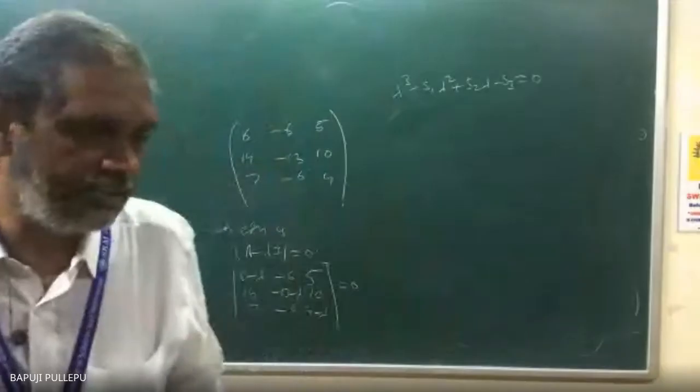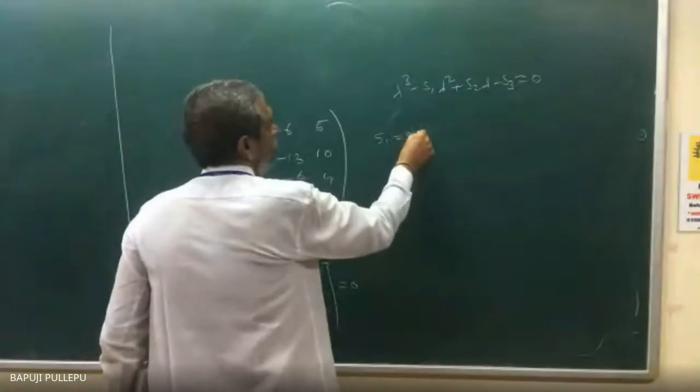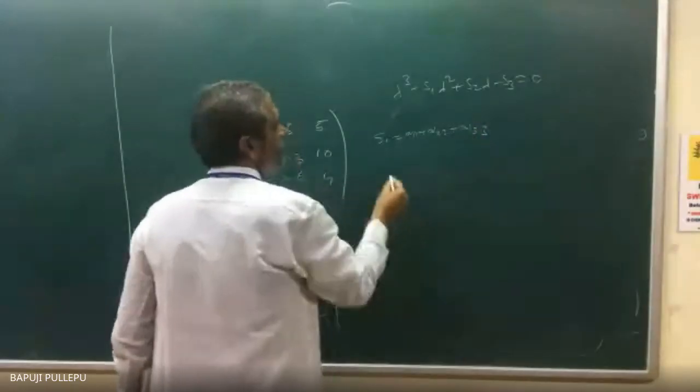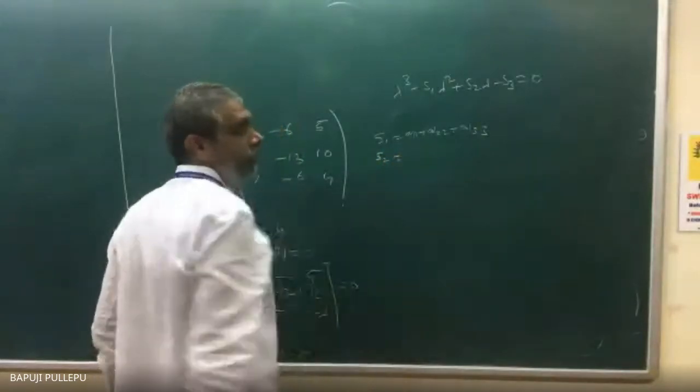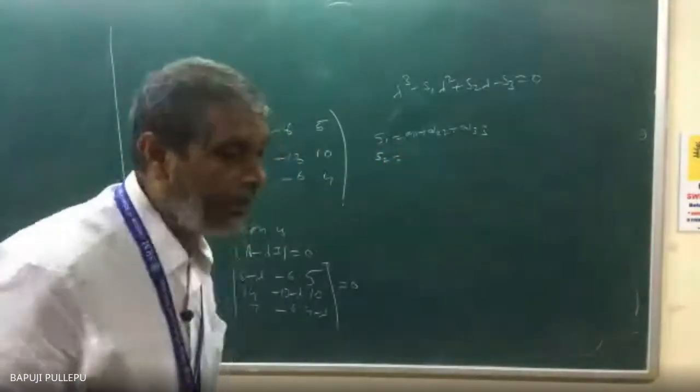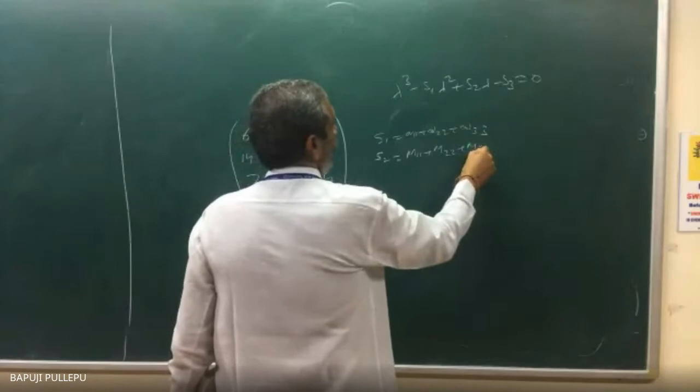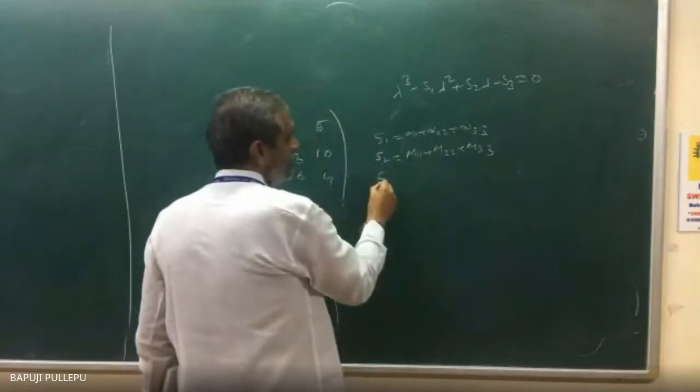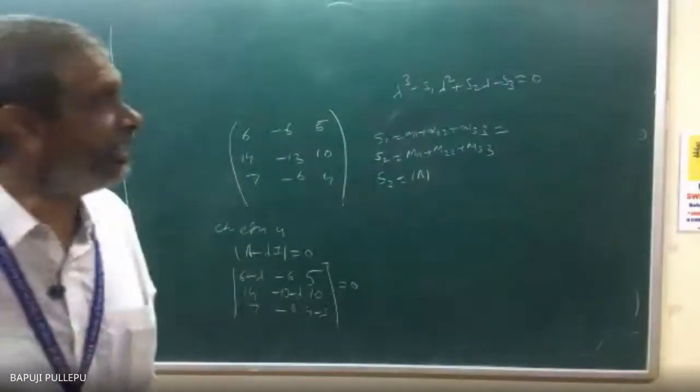Please tell what S1, S2, and S3 denote. Yes, I will tell you. Okay. What is S1? A11 plus A22 plus A33, the sum of the diagonal elements. What is S2? The sum of the minors of the diagonal elements: M11, M22, M33. What is S3? The determinant of A.